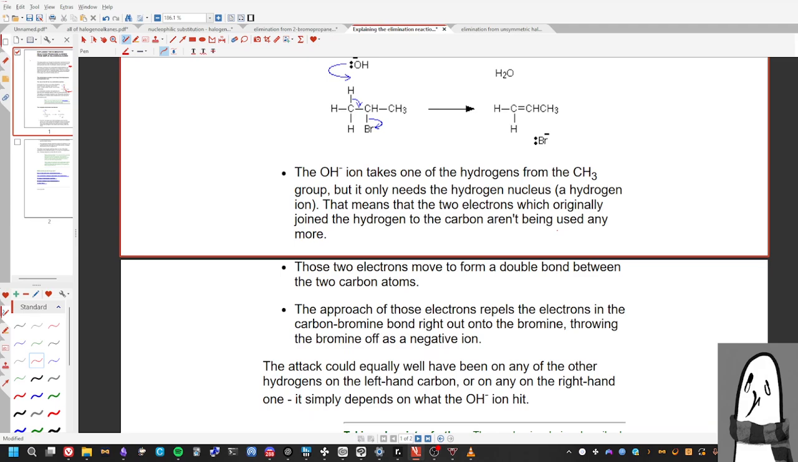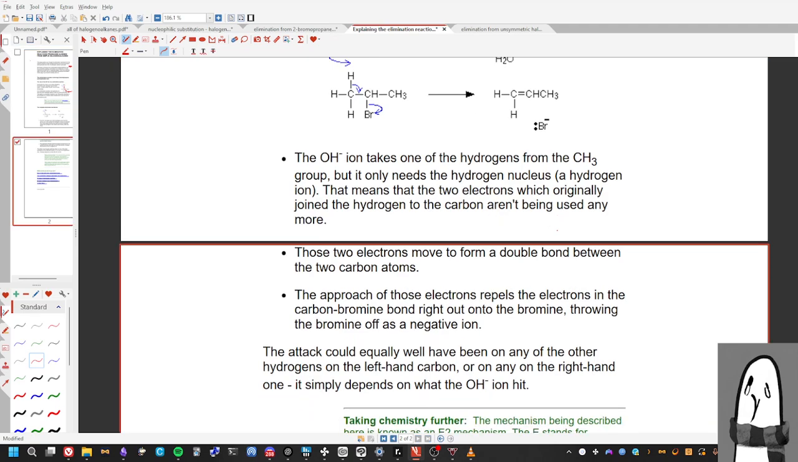This attack could equally well have been on any other of the hydrogens on the left-hand carbon or any on the right-hand one. It just simply depends on what the OH ion hit.